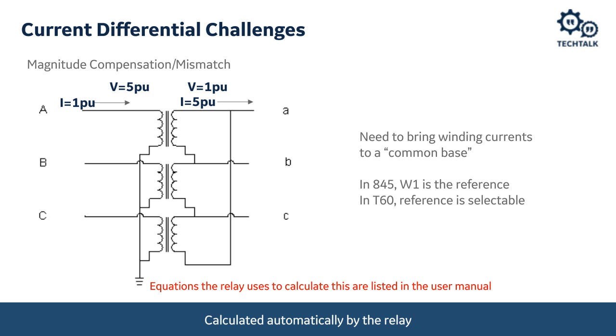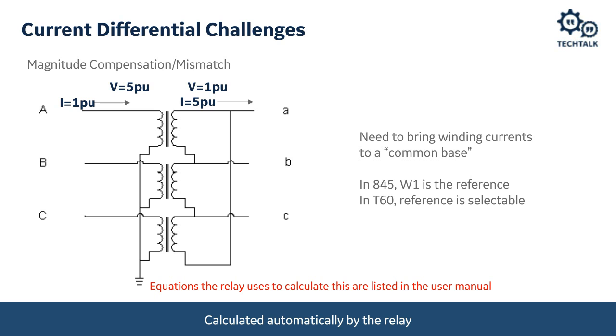So as I mentioned before, power is the product of the current and the voltage. So we see here the power is still equal on either side of the transformer, but the magnitude of the current has changed since we modified the voltage. We need a way to relate the current on either side to each other to make sure that any difference we see is because the current is going somewhere else internally that it shouldn't be, and not because of the normal magnitude change. In other words, what we do is we bring the winding currents to a common base, kind of like the per-unit system.